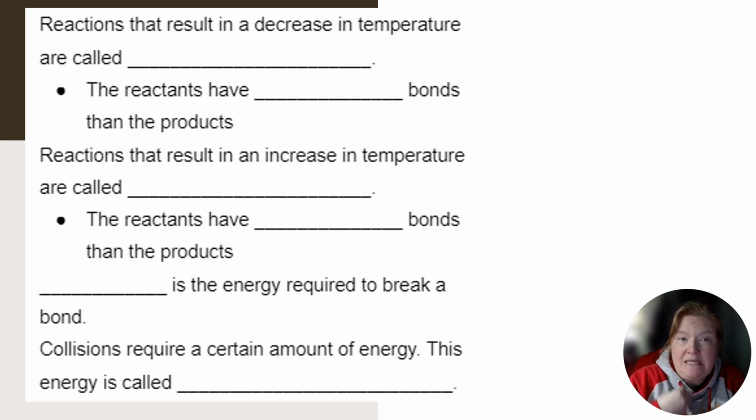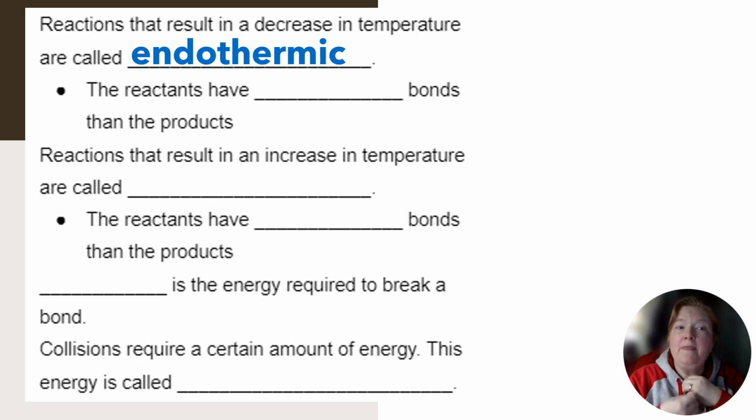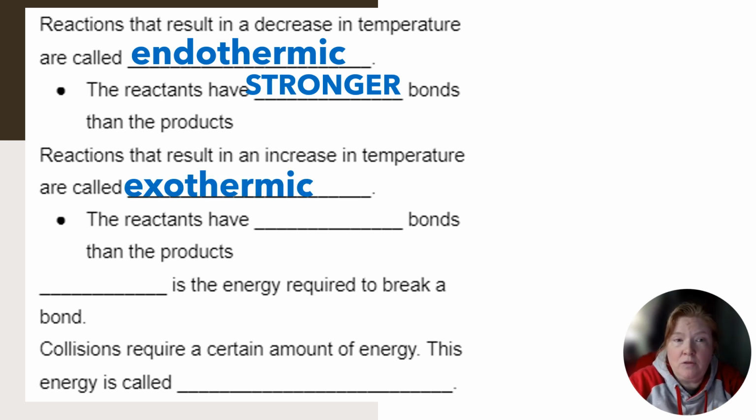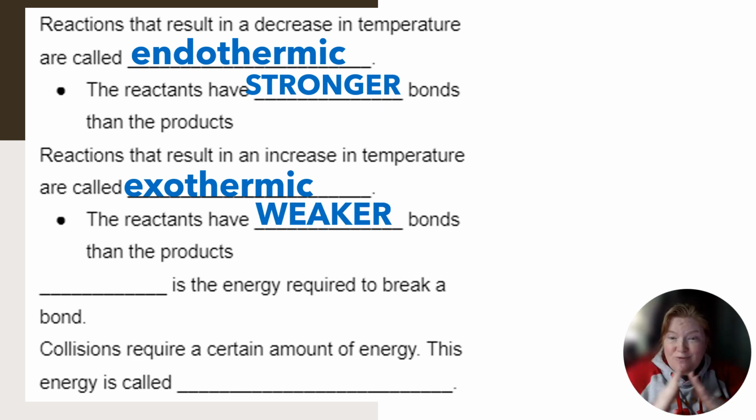All right, let's look at this section of your notes. Reactions that result in a decrease in temperature are called endothermic. The reactants have stronger bonds, so most of that energy has to go in to break the bonds, okay? Reactions that result in an increase in temperature are called exothermic. The reactants have weaker bonds, so most of that energy is released as new bonds form.